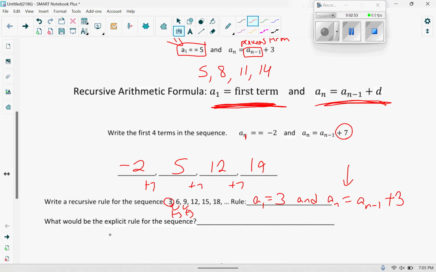Okay, what would be the explicit rule for this? Let's think back to what we know before. So a sub n equals 3 plus n minus 1 times my pattern, which is 3.